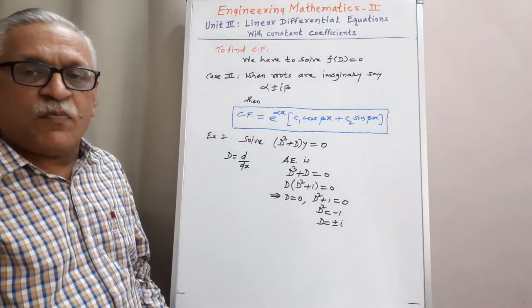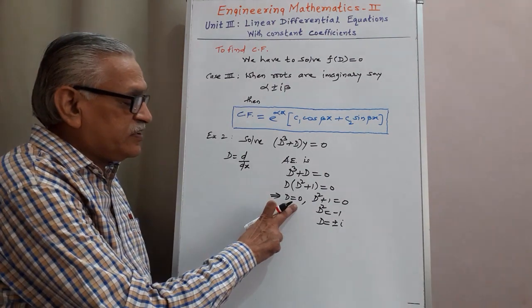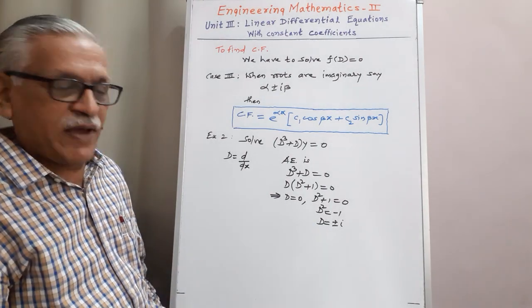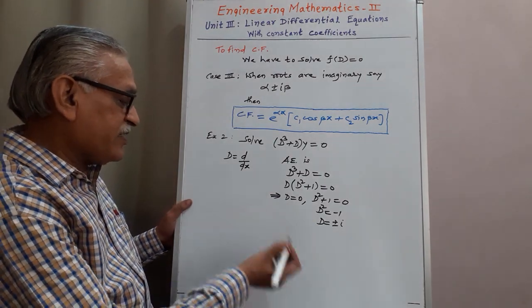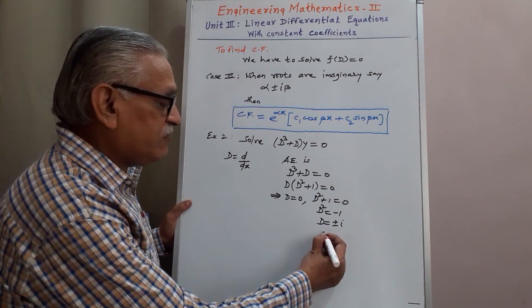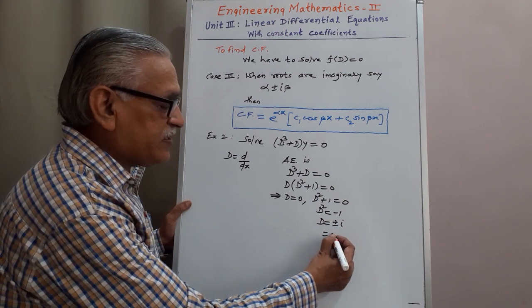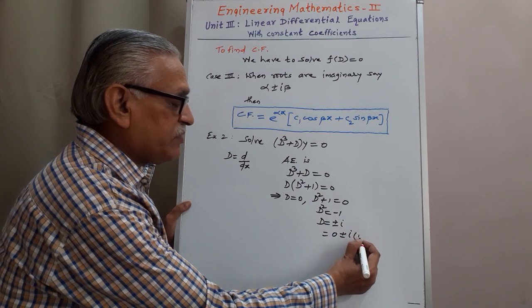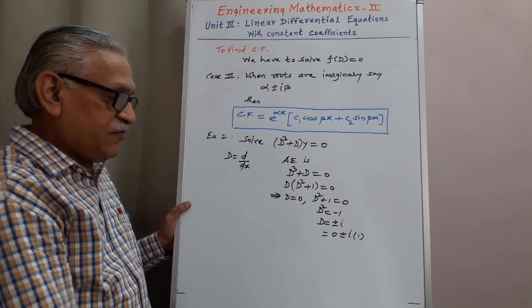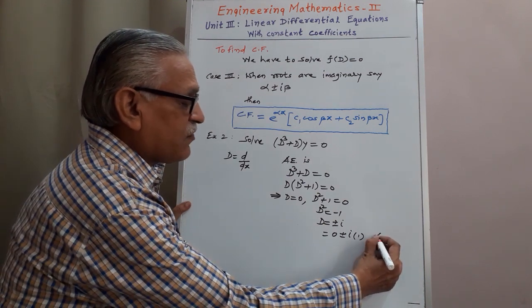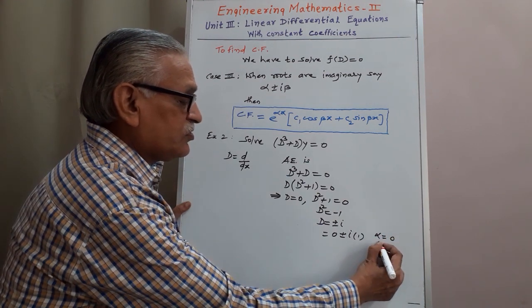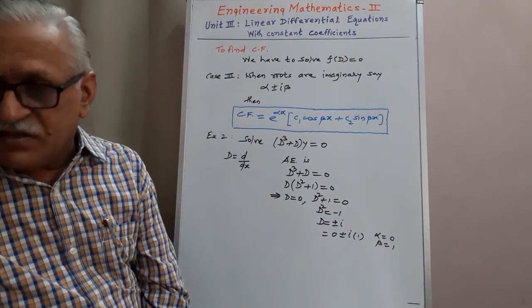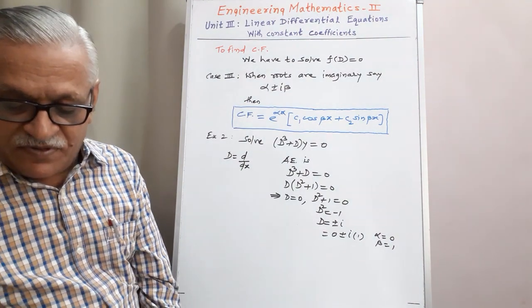It means it is a combination of two types of root. The first one is real and different, and the remaining two are imaginary. Therefore, while writing here, we write in the form of alpha plus minus i beta, where alpha is 0 and beta is 1. Therefore, we get alpha equals 0, beta equals 1. We take a combination of those two types.